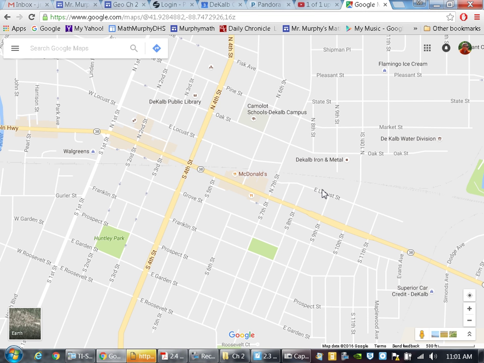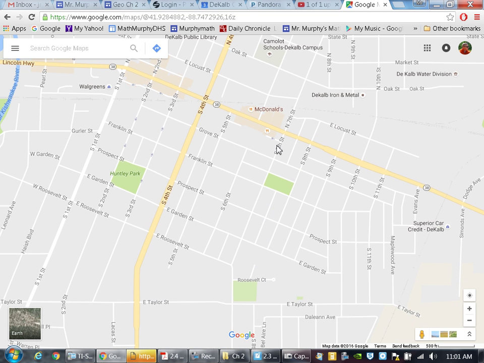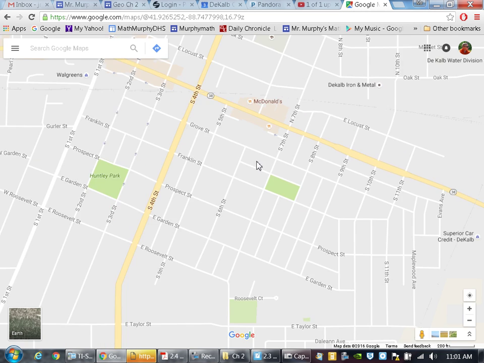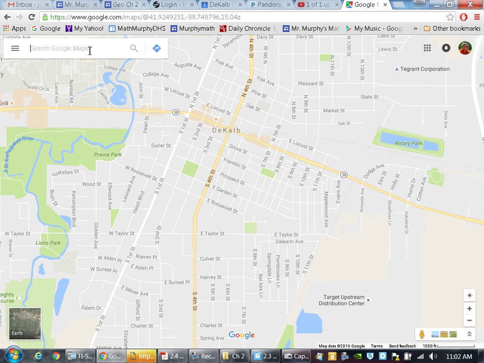Look at just the road maps of DeKalb. If you look at the road maps of DeKalb, you have parallel lines. 7, 8, 9, 10. Those are all parallel to one another. Each one of these intersections is a right angle. You do that same thing when you get into New York.